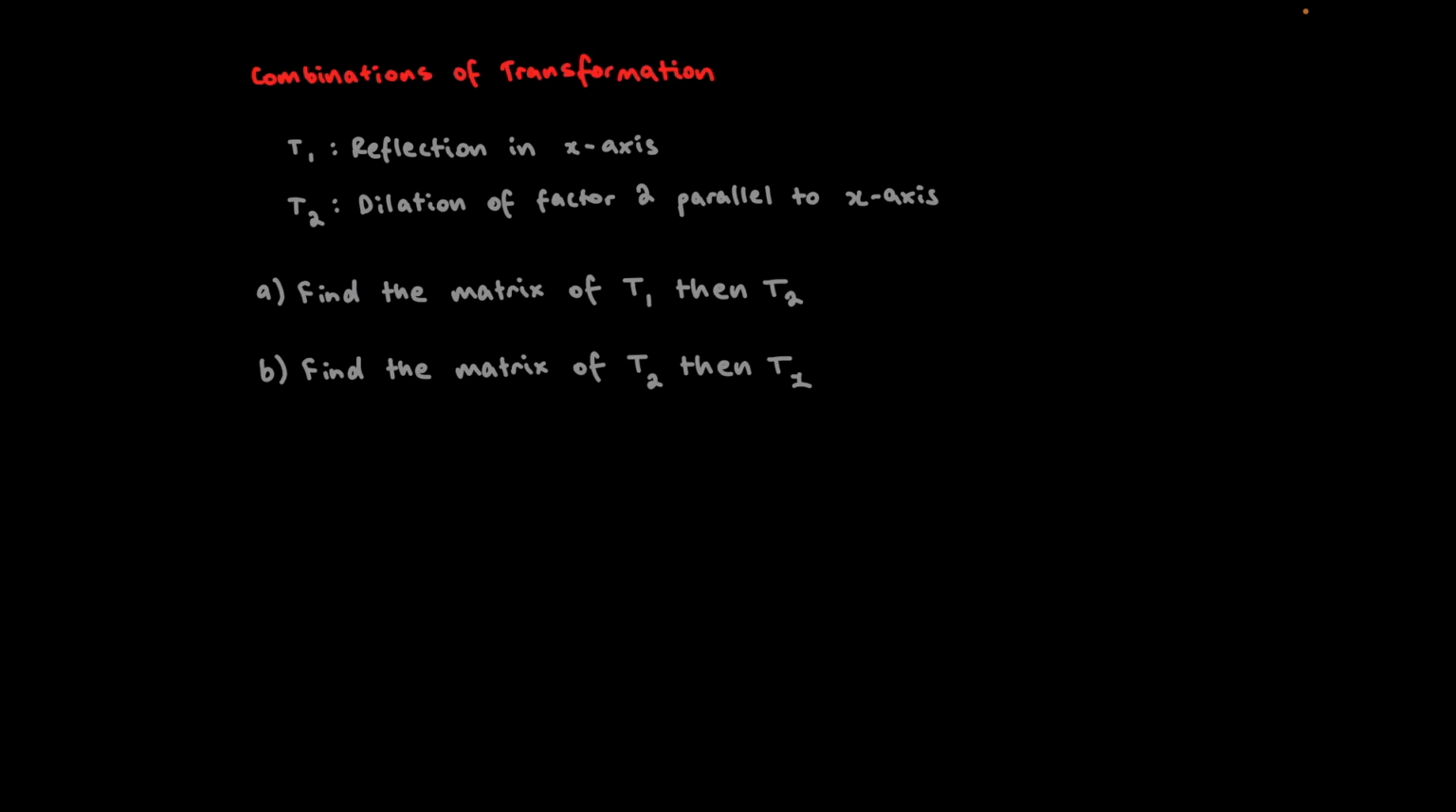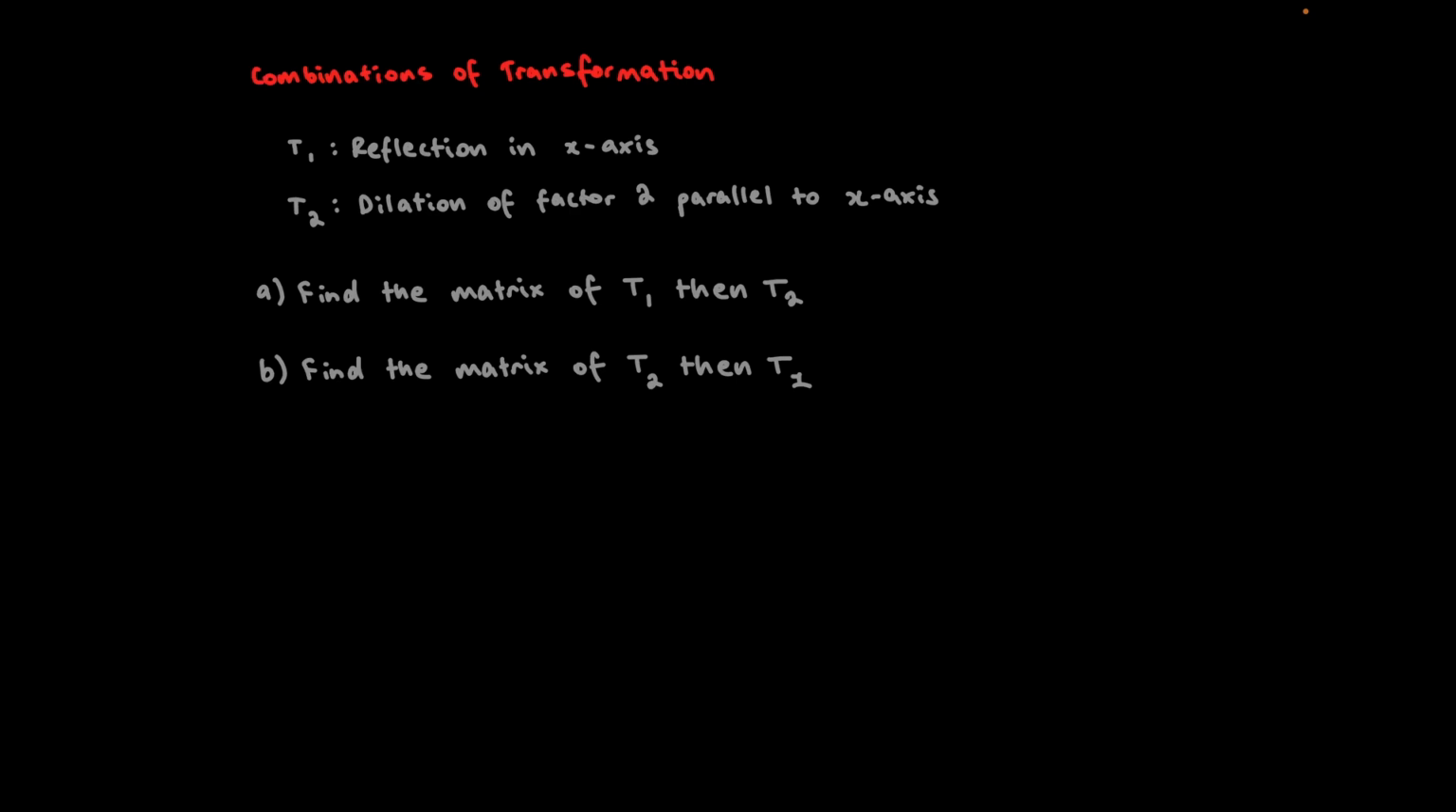These are our last two sets of questions. We've got one more after this. So we have two transformations: a reflection first, then a dilation by a scale factor of 2. Let's find the matrix of our transformation if we transform by T1 and then by T2.